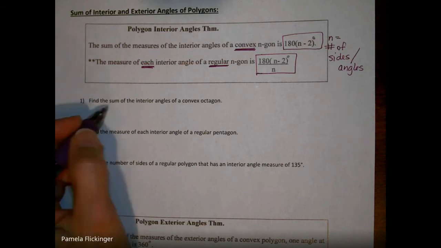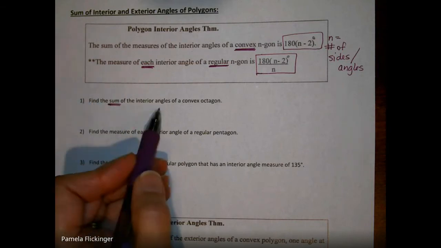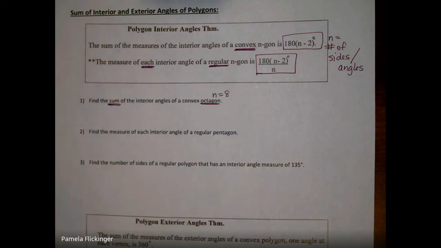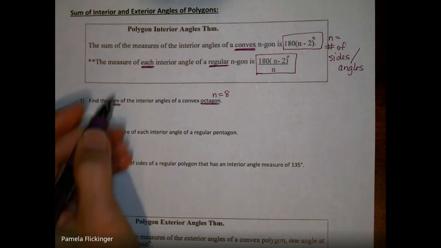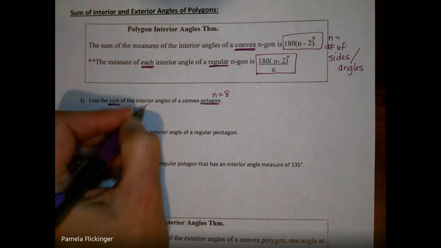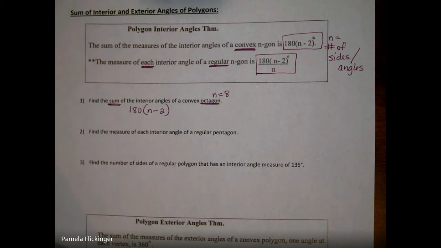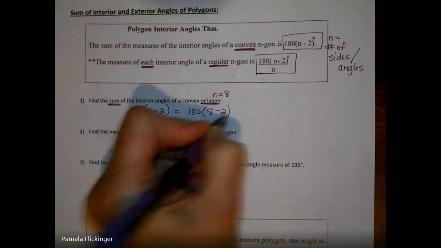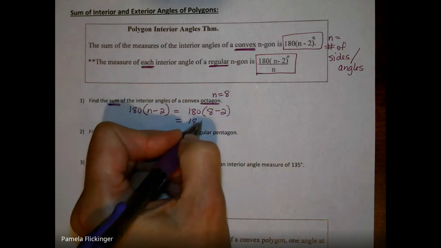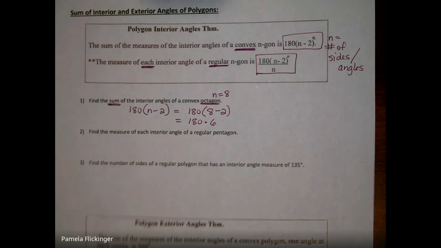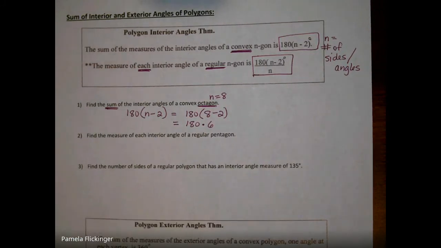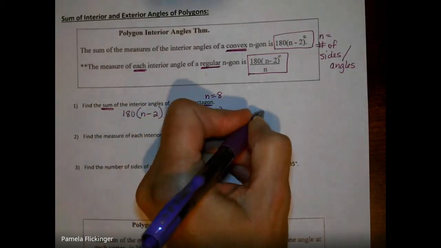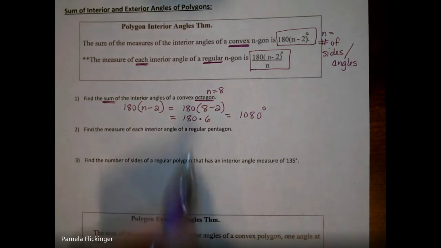Number one, it says find the sum of the interior angles of a convex octagon. So that means n is going to be 8, and I want the sum. So I'm using this formula, 180 times n minus 2. I'm going to fill it in with the 8. So 180 times 8 minus 2 is going to be 180 times 6, and 180 times 6 is going to give us 1,080 degrees.